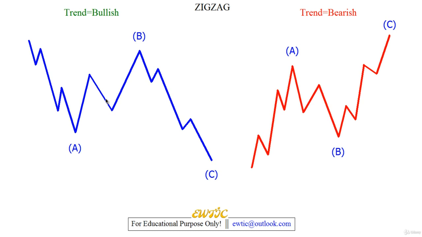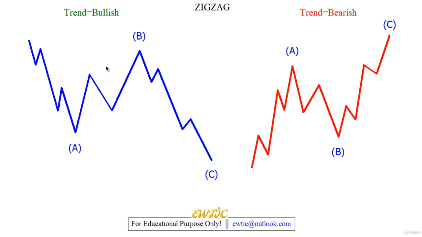Wave B should not go beyond the start of wave A. So that's kind of a rule for the zigzag. This is the start of wave A, and this wave B should not go beyond the start of wave A. Similarly, in a bearish market, this wave B should not go beyond the start of wave A. If wave B goes beyond the start of wave A, then maybe it's not a zigzag, but something else.